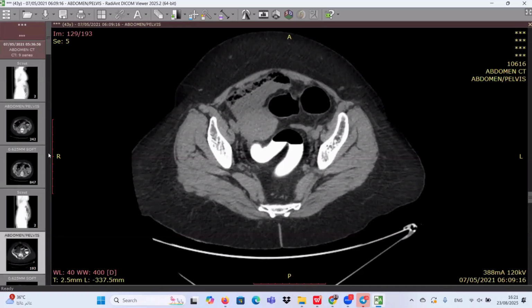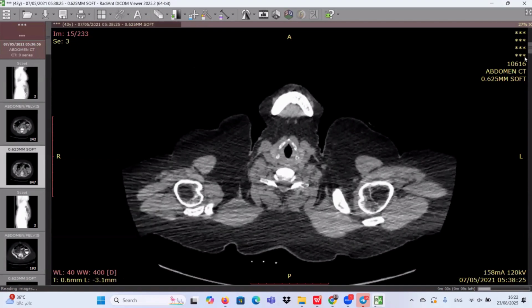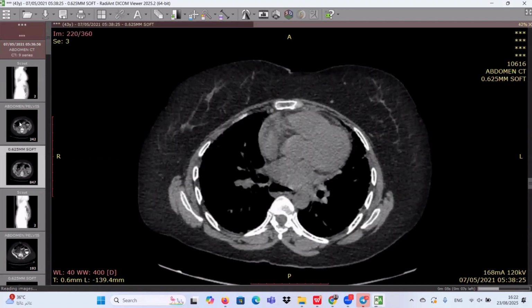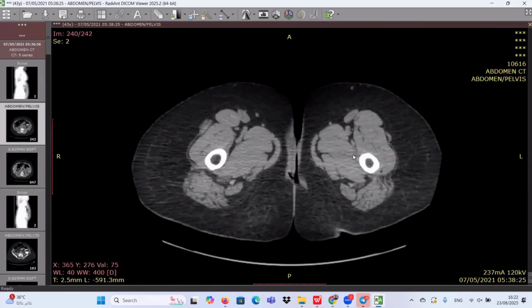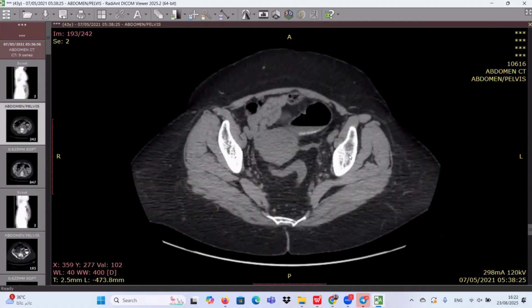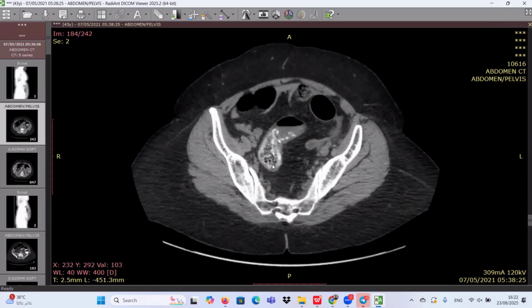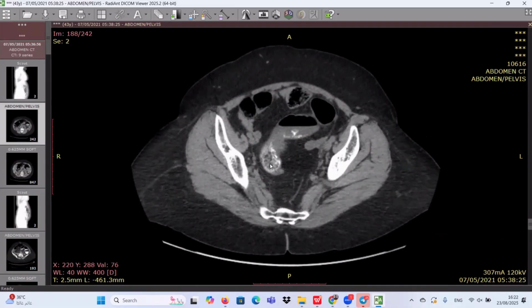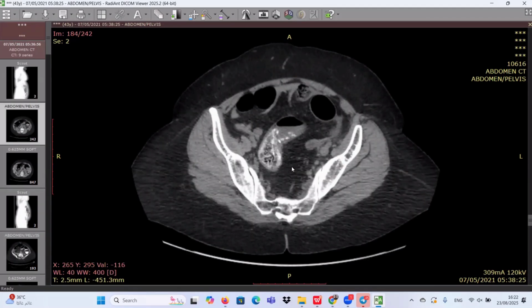If we return back, this is a characteristic contrast appearance of the fecal matter: high density with air locules inside, and this is the transitional point. We don't have any extrinsic soft tissue process or something like this. I think this is the classic features of impacted fecal matter. It's relatively common.